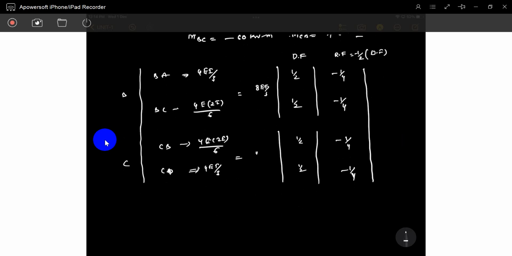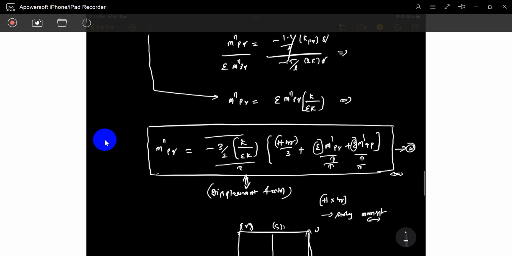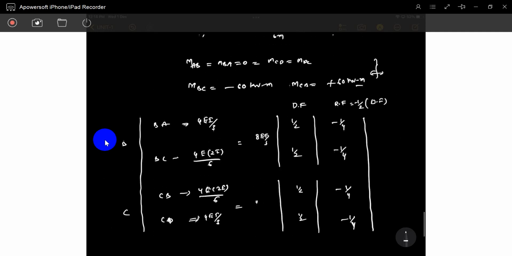The rotation factor is over. You have to find out the displacement factor also. The displacement factor is the stiffness, that is the distribution factor, multiplied with the displacement factor, which is equal to minus 3 by 2 multiplied with the distribution factor. That's it, no? Are you understood? So same thing, same joints.